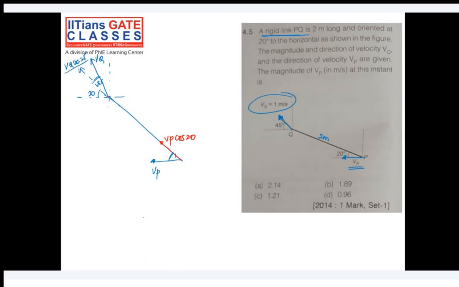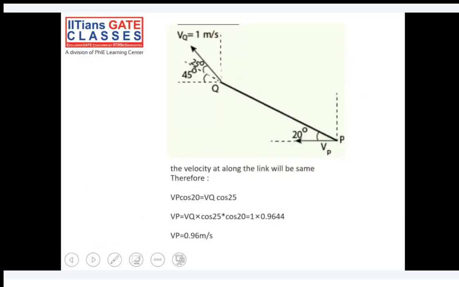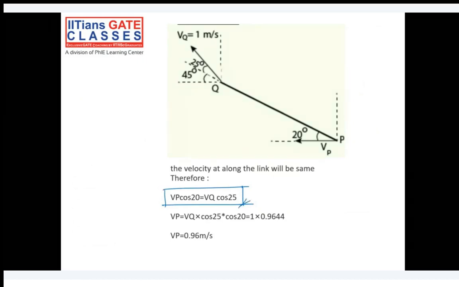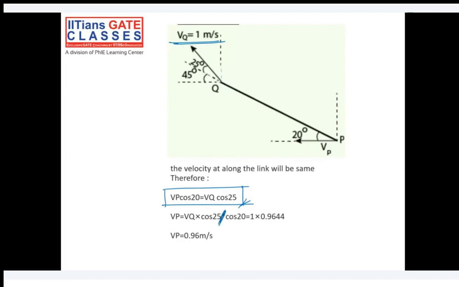Okay. So considering that VQ is already given to you, that is 1 times cos of 25 divided by, sorry, here it's a divide. I have made a typo here. Divided by cos of 20 will be your answer. So VQ is 1. 1 multiply cos 25 by 20 is 0.9644. So 0.96 is the correct answer. Option D is correct in this case. Okay, is it clear to you? Yes. Fine. Let's take another question.